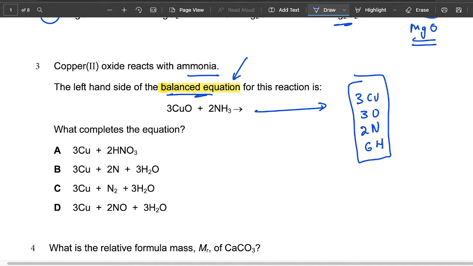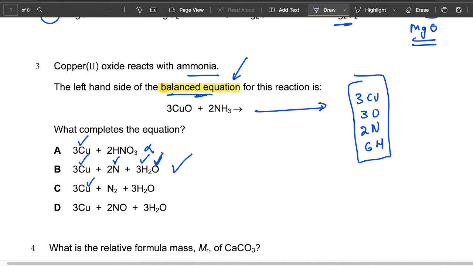Okay, so let's start off. Do we have 3 copper? Yes, we have 3 copper. Do we have 2 hydrogen? That's wrong, because we need 6 hydrogen, so that's wrong. Here we have 3 copper, that's correct. We have 2 nitrogen, that's correct. Here we have 6 hydrogen, but we don't... oh wait, yeah, we do. We have 3 hydrogen, don't we? We have 3 hydrogen. So this one could be a potential, okay, because everything is balanced.